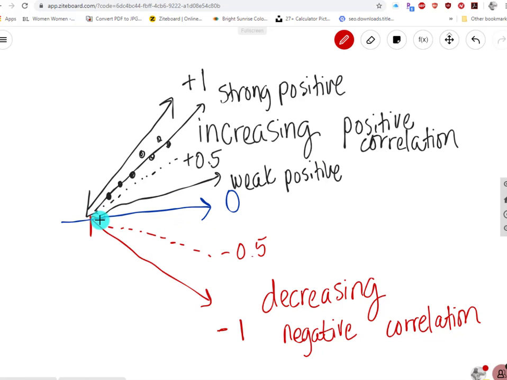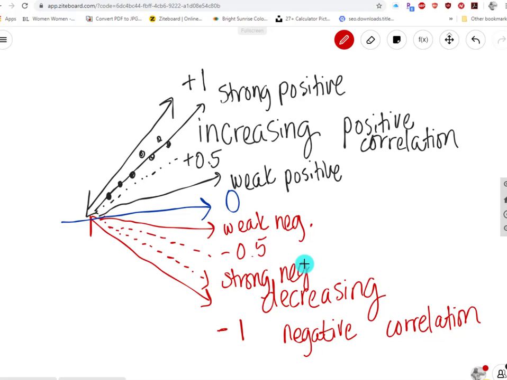If I have, let's just say I have a scatter plot and its trend line was very close to 0, right? Then it would be a weak negative correlation. And if I had maybe a scatter plot that was very close to -1, I would have a very strong negative correlation. Okay?